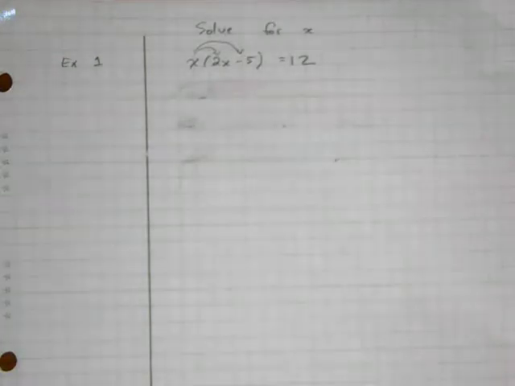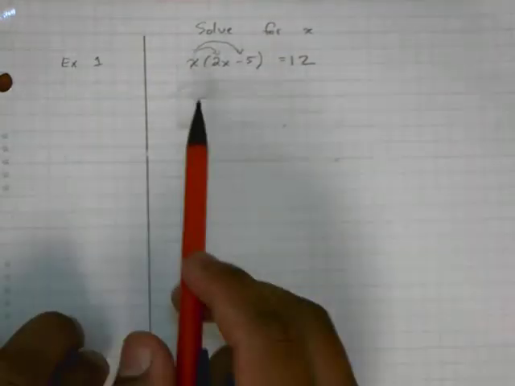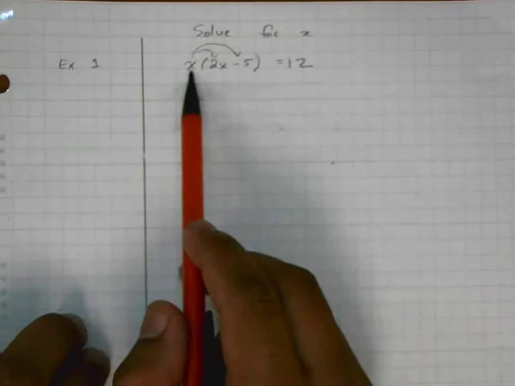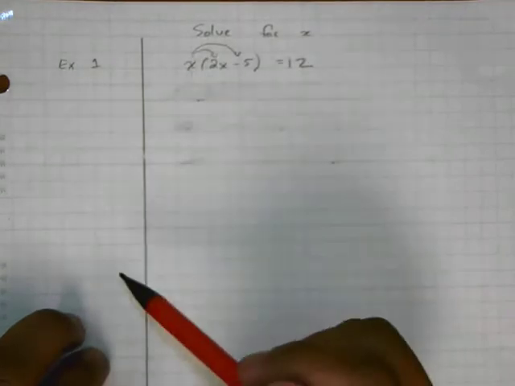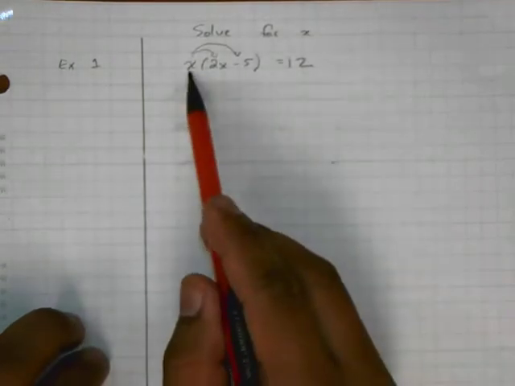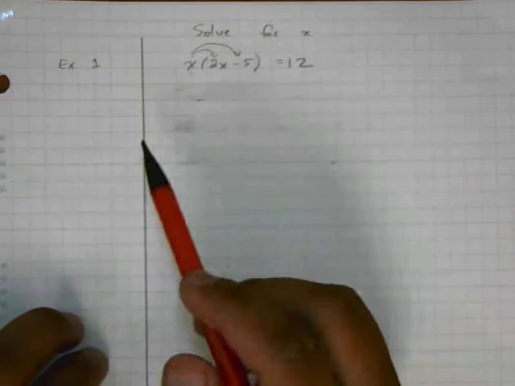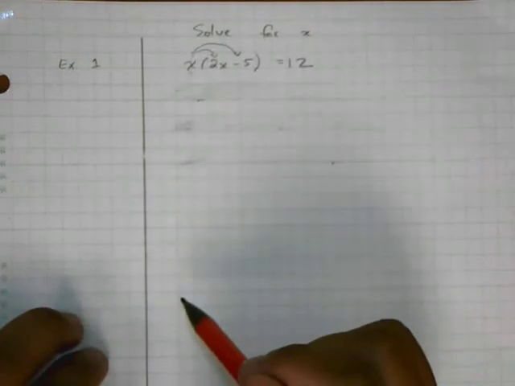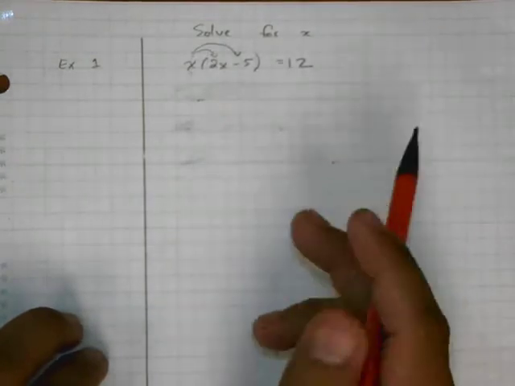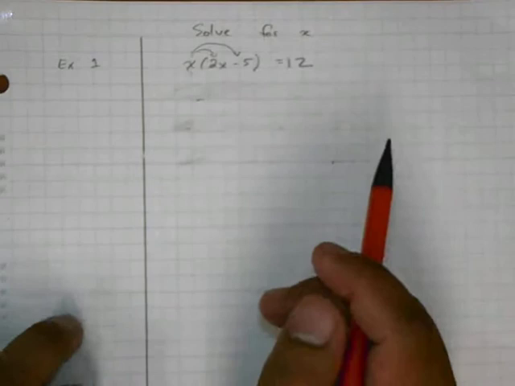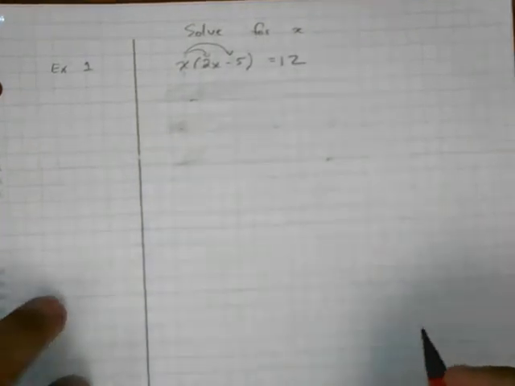Okay, so here I have an equation: x times quantity 2x minus 5 equals 12. Now, normally if I had a constant or a number in front of here, I would just divide both sides by that number. But in this case, since I have a variable x, dividing both sides by x would give me 12 over x on the right side of the equation, and that's not going to make the problem any simpler. So I'm just going to start here by using the distributive property.